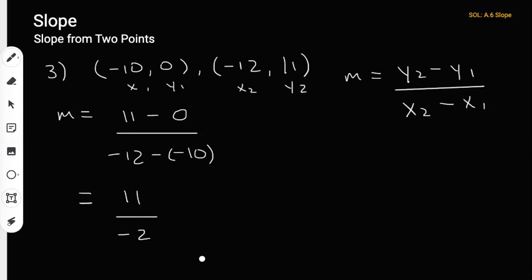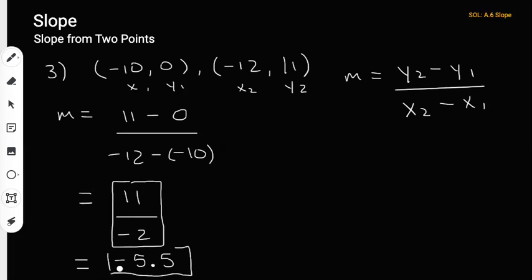Now, if I was to put this inside of a calculator, I would get the number negative 5.5. So that's going to have a negative slope. Or I could just leave my answer as this negative fraction, negative 11 halves. So both of these answers are acceptable. One is a fraction and the other one is a decimal, but they are equivalent.